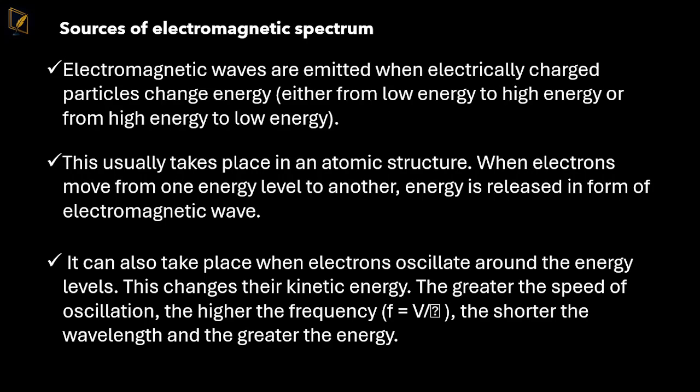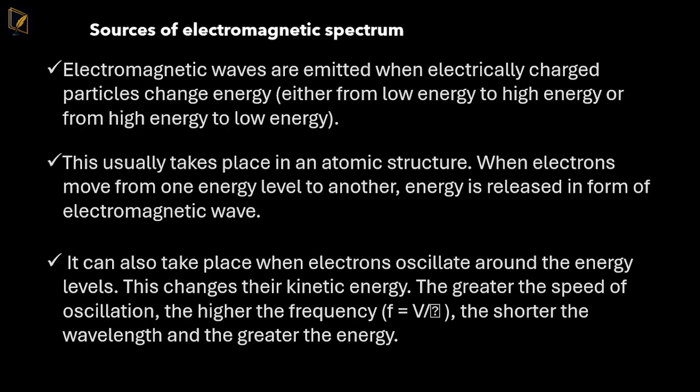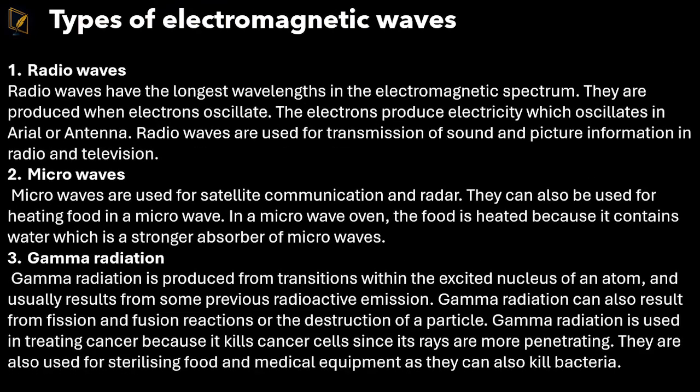Where we said frequency is equal to the velocity over the periodic time. So the shorter the wavelength and the greater the energy, as we have discussed earlier on. So when they are orbiting in their energy levels, they emit these radiations, whereas the greater the speed, the higher the energy which is emitted. So let's discuss in detail the types of electromagnetic waves.